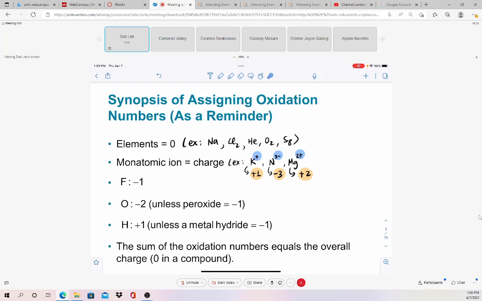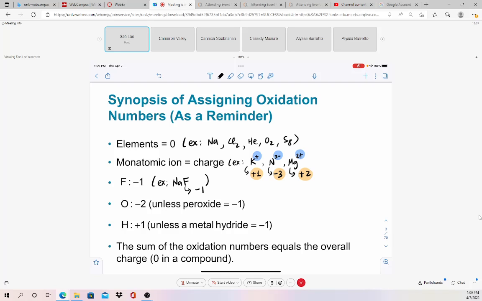Rule number 3, fluorine, which is a halogen, group 7A element, will always have oxidation number of -1. So for example here, sodium fluoride, the oxidation number of fluorine here will always be -1.